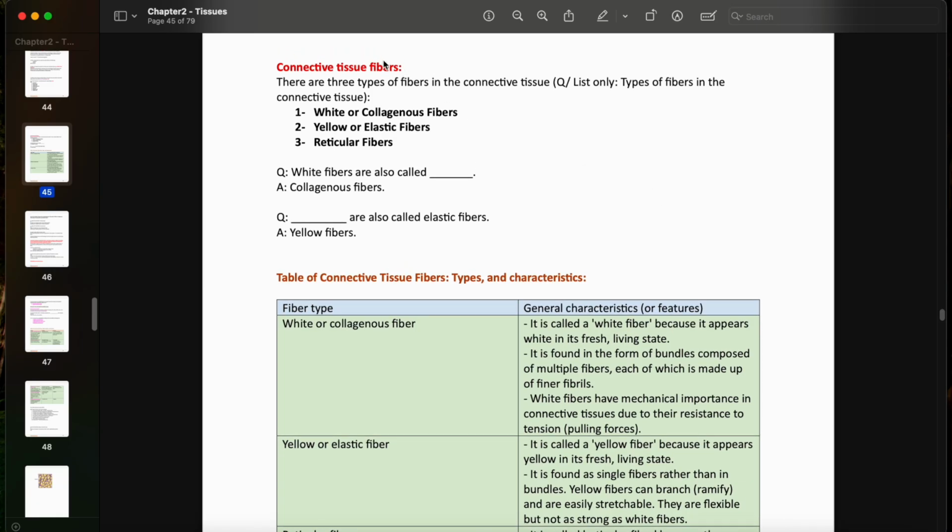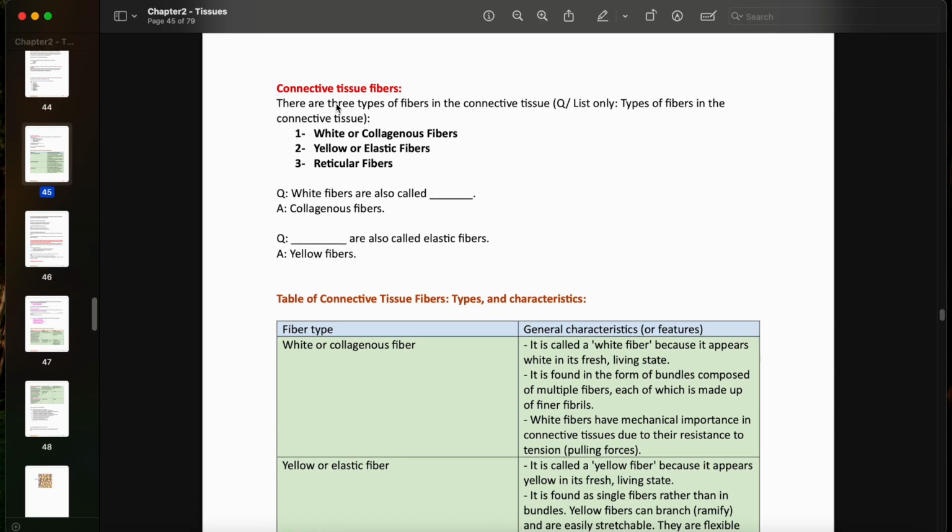So, we're discussing the fibers now. We're done with the cells. So we're discussing the fibers of the connective tissue. We have 3 types of fibers. You can have a question telling you to list only the types of the fibers in the connective tissue. And they are the white fibers, aka the collagenous fibers. And then you're going to have the yellow fibers, aka the elastic fibers. And then the reticular fibers.